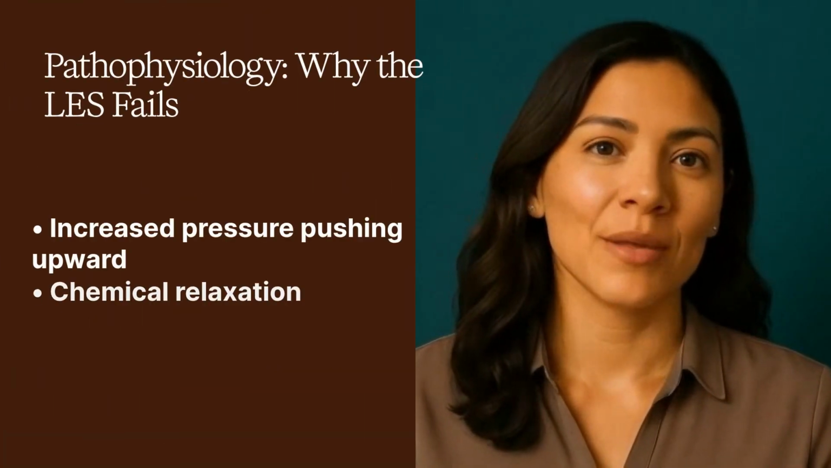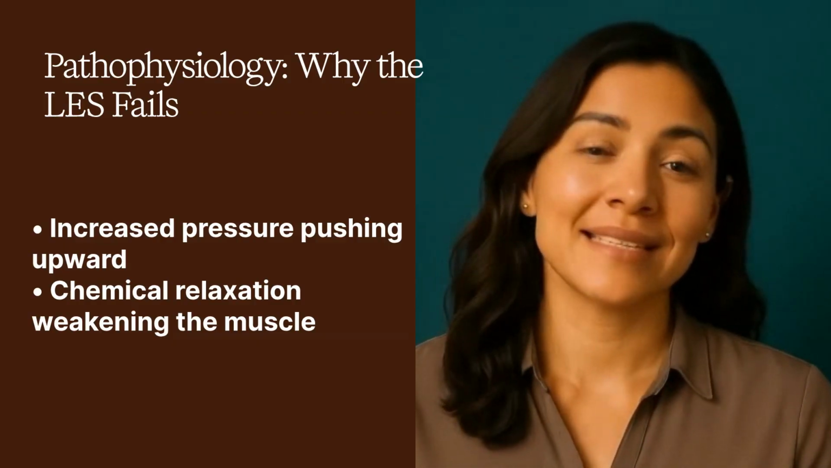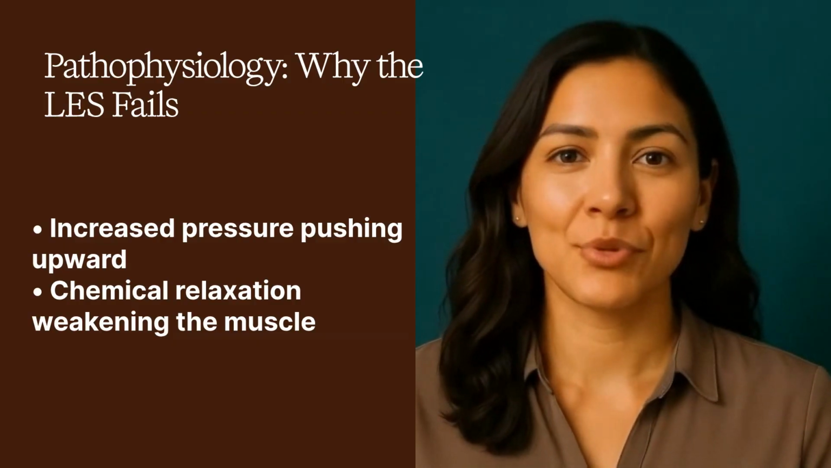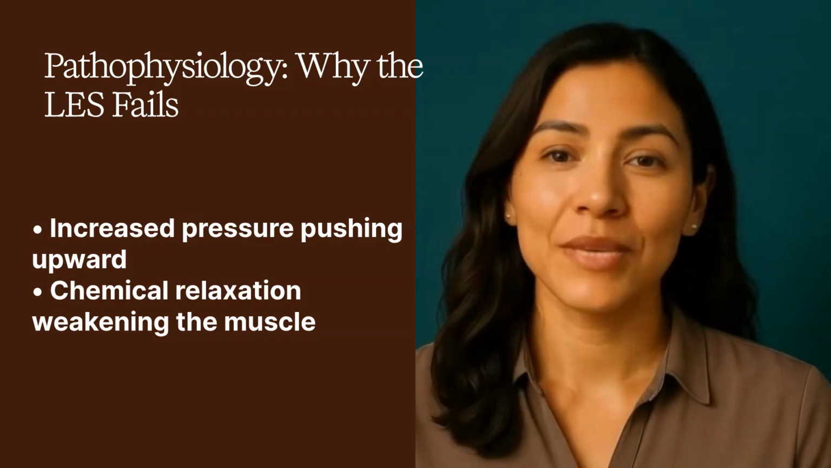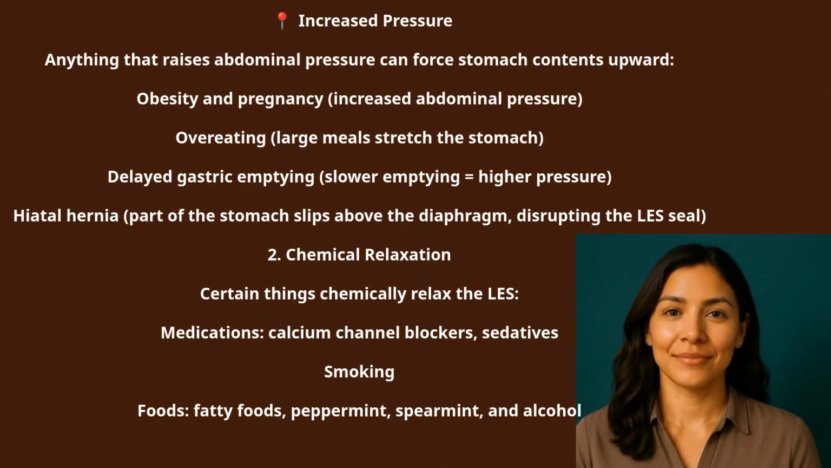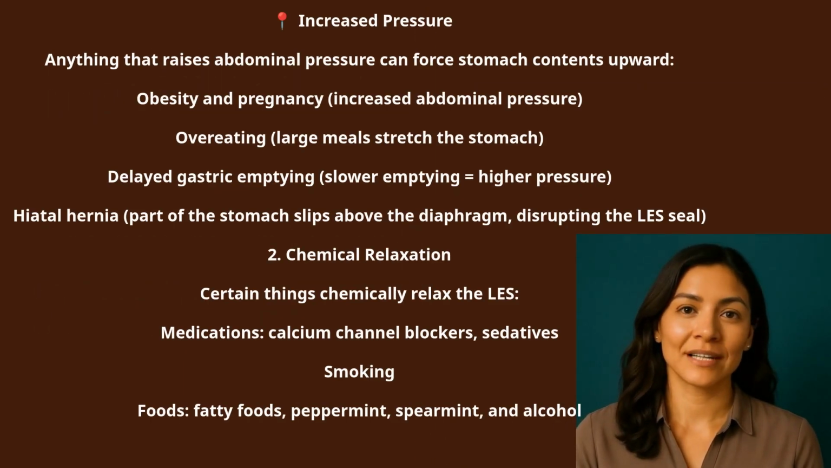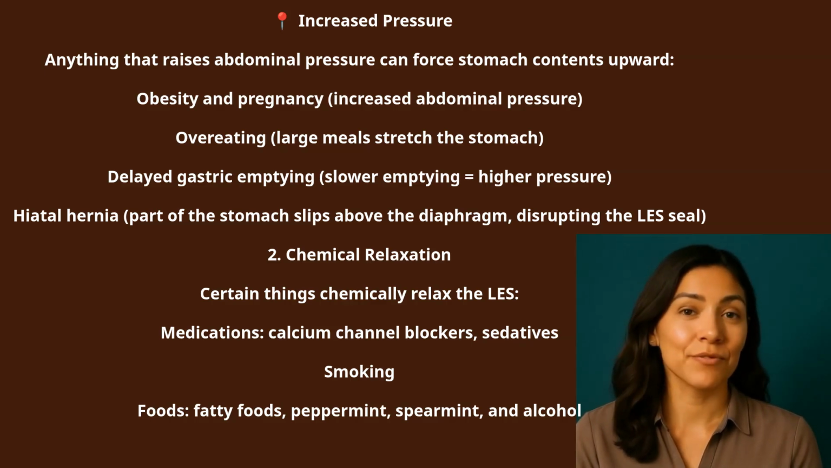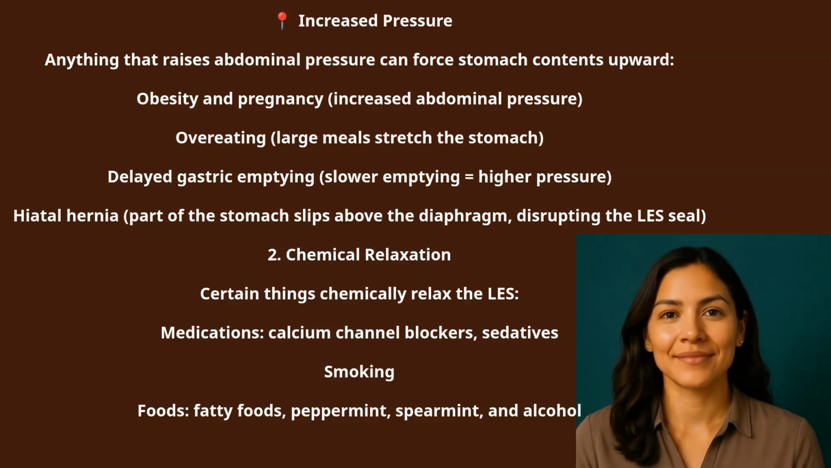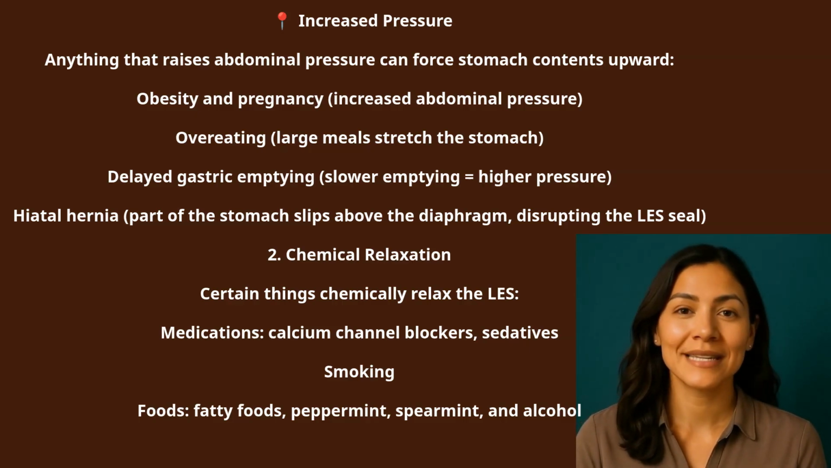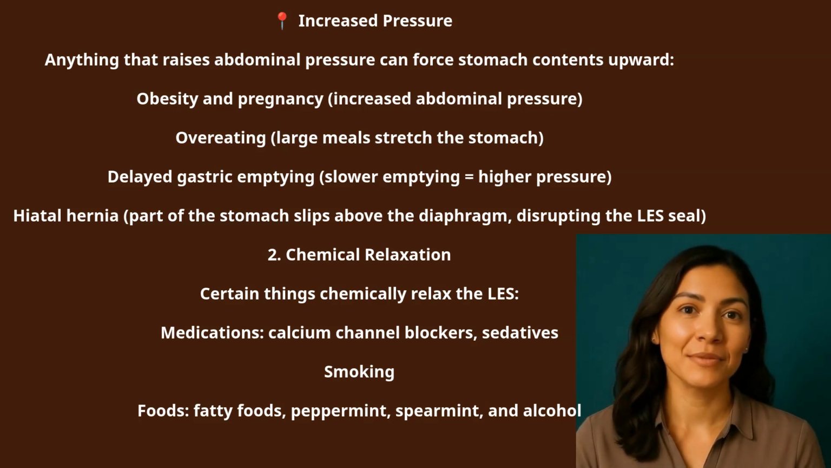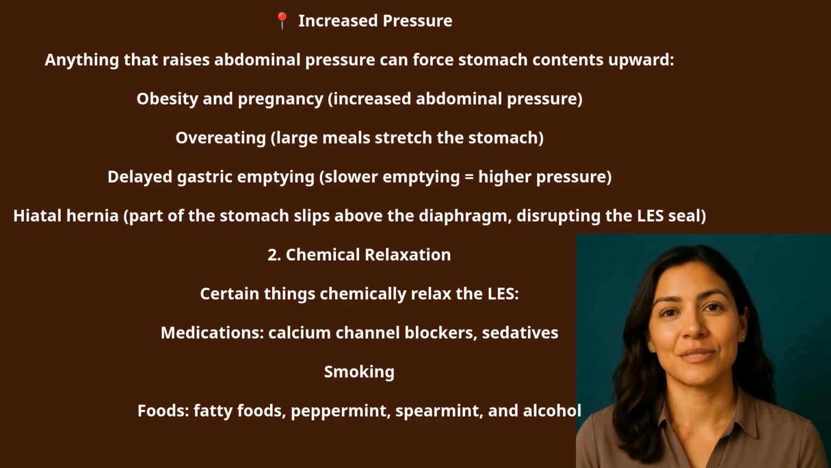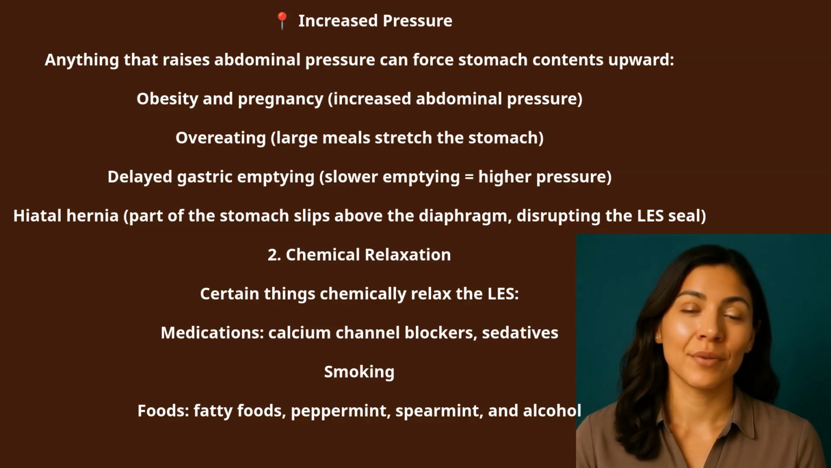Part 3. Pathophysiology: why the LES fails. There are two main reasons the LES fails: increased pressure pushing upward, and chemical relaxation weakening the muscle. 1. Increased pressure. Anything that increases abdominal pressure can push the stomach contents upward. Obesity and pregnancy: both conditions put physical pressure on the stomach and diaphragm. Overeating. Eating large, heavy meals dramatically increases the volume and pressure inside the stomach. Delayed gastric emptying. Conditions or medications like anticholinergics can slow down how fast the stomach empties into the small intestine. When food stays too long, the pressure increases upward.